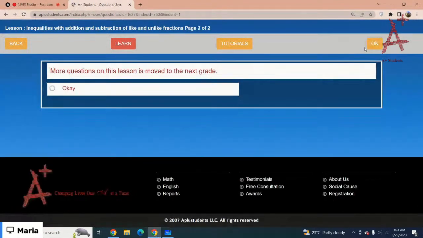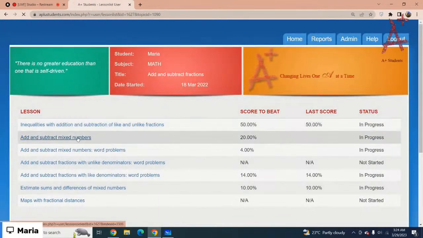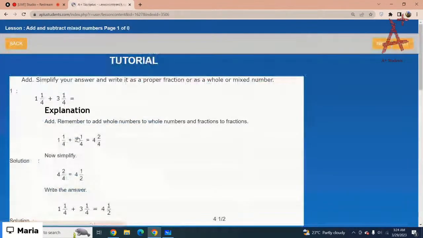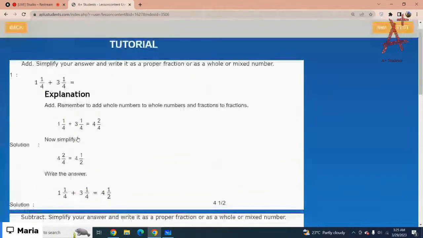Okay, the lesson is moved to the next grade, got it? Find the practice questions in your notebook and do as many practice questions as you can. Let's move on to the next lesson. The next lesson is add and subtract mixed numbers. Okay, add, simplify your answer and write it as a proper fraction or as a whole or mixed number. Let me write it down on the board. 1 whole 1 over 4 plus 3 whole 1 over 4.